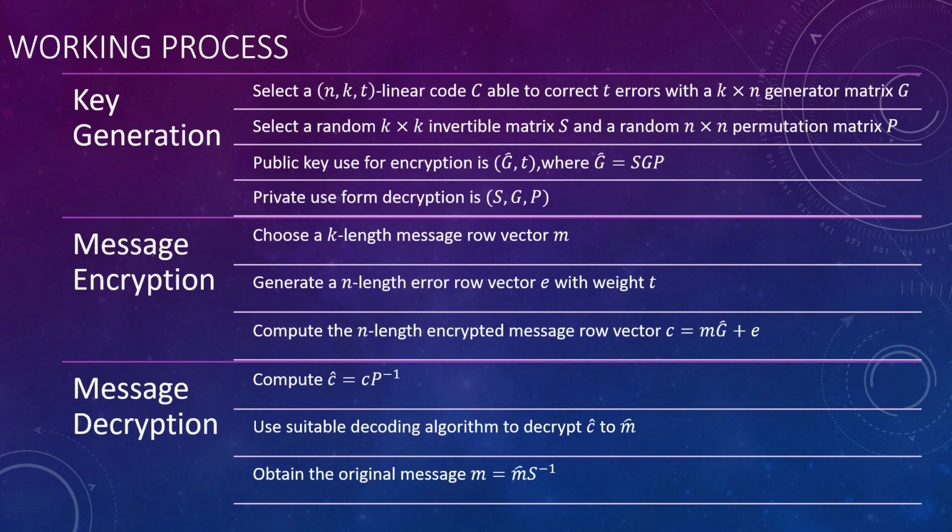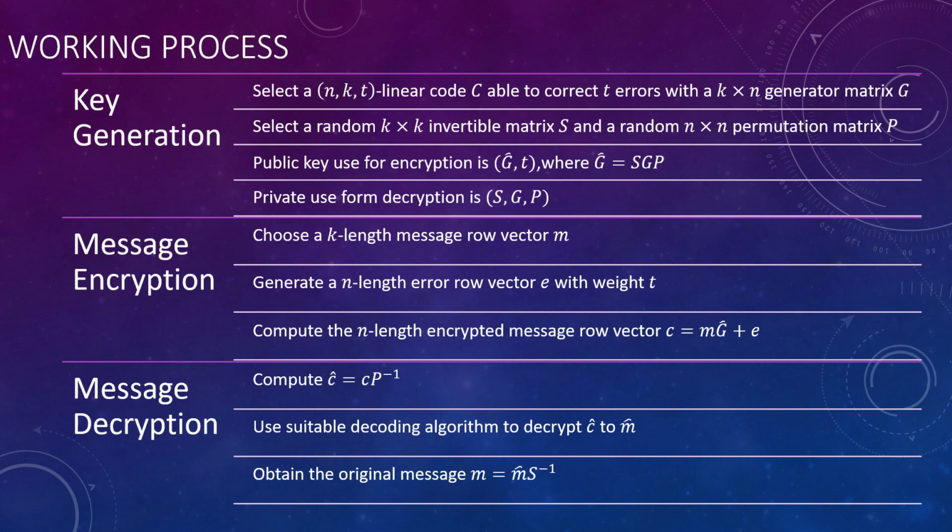So when the person we want to send to receives the code word, he needs to first multiply the code word by the inverse of the permutation matrix P on the right to generate a C hat.